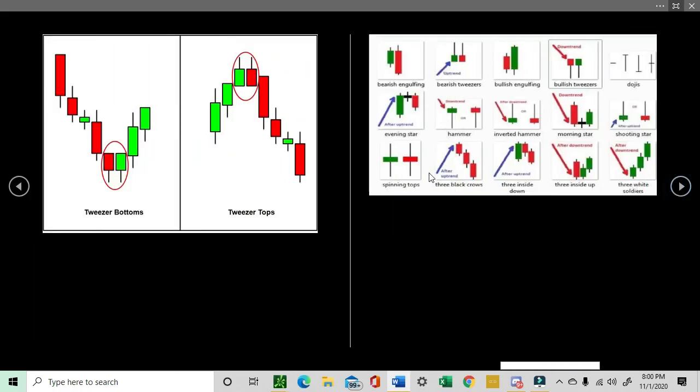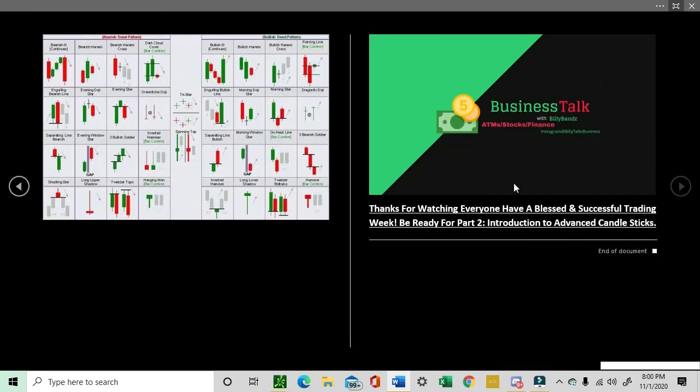So let's look at another example. Same, tweezer bottoms form at the support, tweezer tops form at the top. So in the next video, these are going to be some of the candlesticks that we're going to go over, and we're also going to be going over continuation patterns and reversal patterns. And these are more patterns as well. We're going to be going over the difference between bearish trend patterns and bullish trend patterns and everything in between.